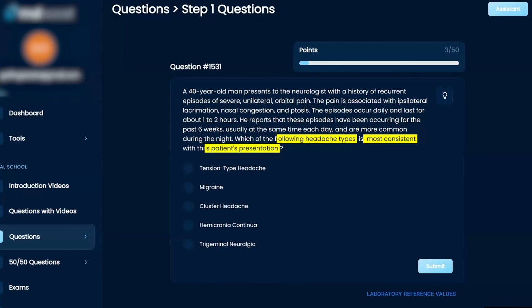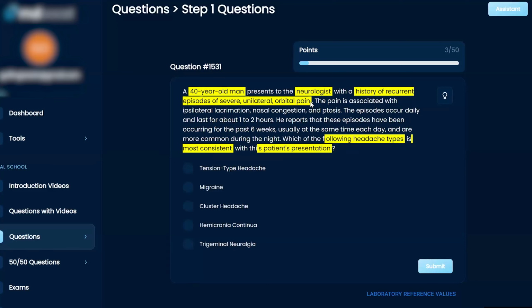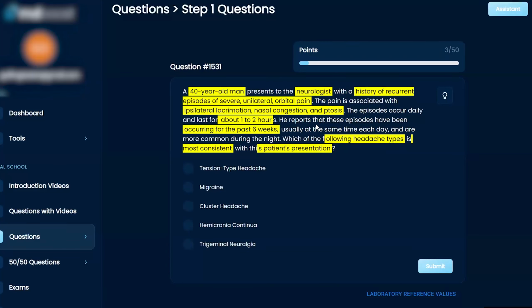A 40-year-old man presents to the neurologist with a history of recurrent episodes of severe unilateral orbital pain. The pain is associated with ipsilateral lacrimation, nasal congestion, and ptosis. The episodes usually last for about 1 to 2 hours. He reports that these episodes have been occurring in the past 6 weeks, usually at the same time each day, and are more common during the night. Which of the following headache types is most consistent with this patient's presentation?